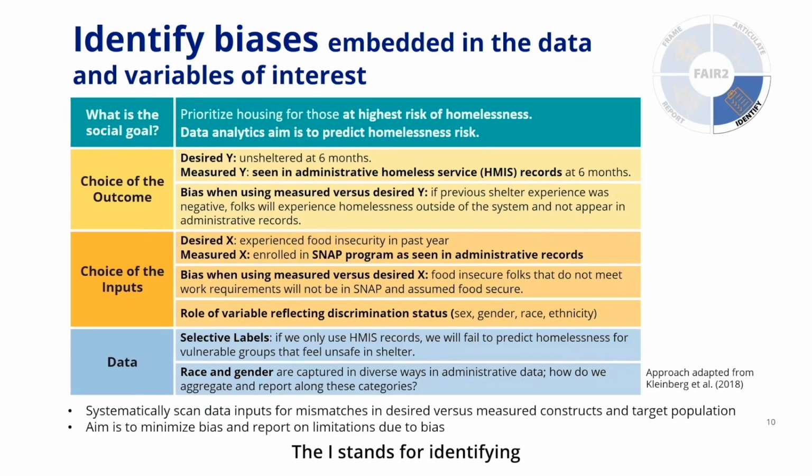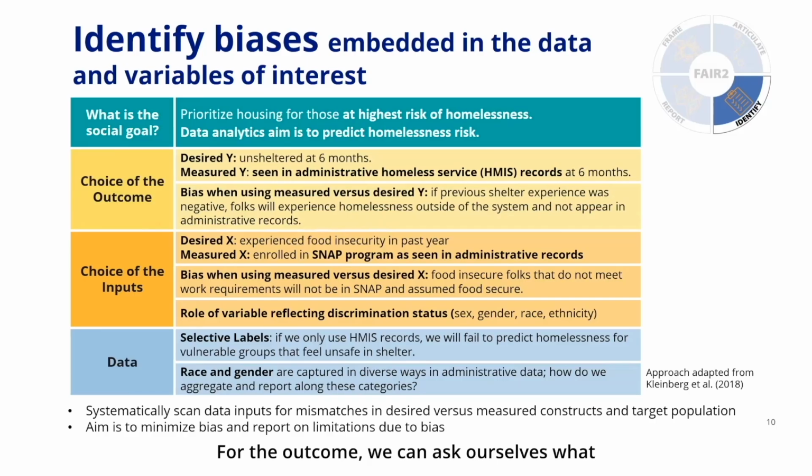The I stands for identifying biases embedded in the data and variables of interest. So this table provides an example of identifying bias in the data used to predict homelessness risk, which may be used to prioritize services. We examine bias at 3 levels: the outcome, inputs, and study data.